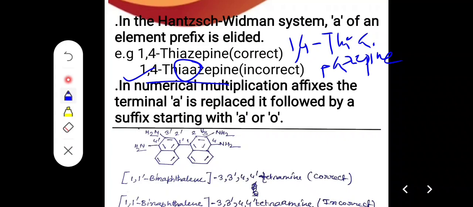In numerical multiplying affixes, the terminal A is replaced when followed by a suffix starting with A or O. Sometimes, due to a suffix starting with A or O, the prefix having the A term loses it. Suppose the prefix has A and is joined with a suffix whose first letter is A or O; due to this, the prefix loses its A.